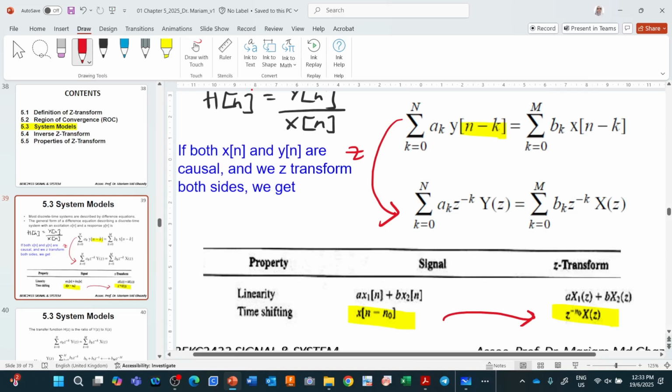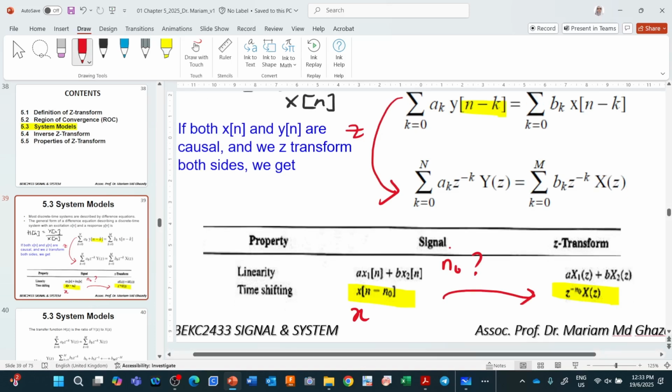n naught is the shifting property. So what you need to determine is what is n naught. If n naught is 1, then you write the equation as x[n minus 1], right? This is the shifting property that you have learned in chapter 1, time shifting.